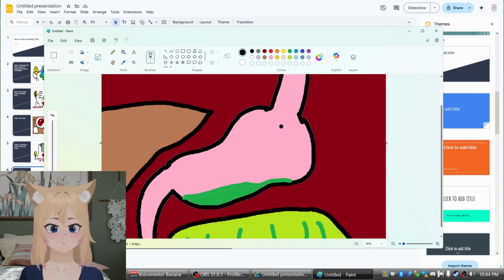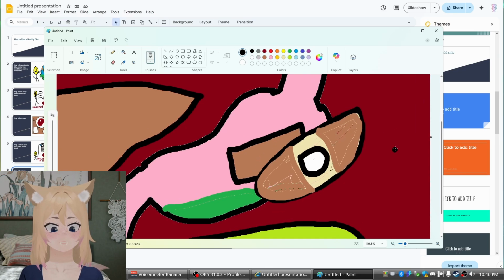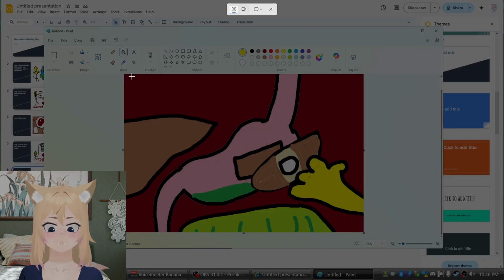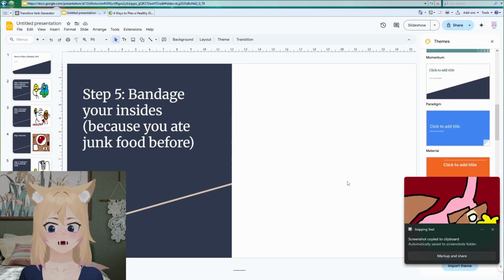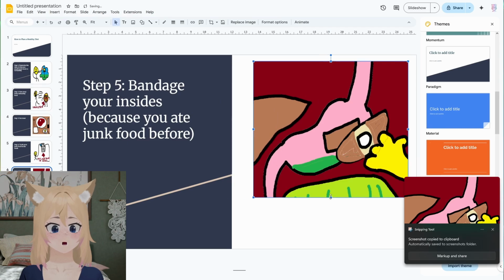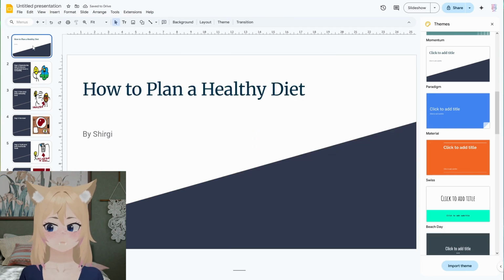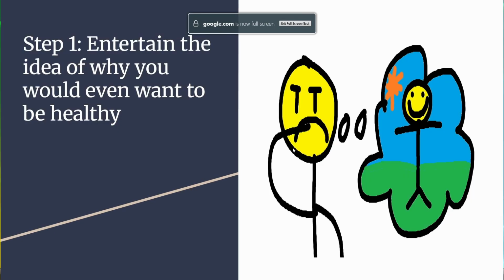Oh, but it doesn't look like anything's wrong right now. We need to make sure something's wrong. So here, let's draw that chocolate bar that you cheated with. Oh, and you need to be applying the bandage. So let's draw a hand applying the bandage. So now we have patched up our insides and we have fixed ourselves from all those unhealthy foods that we were eating.